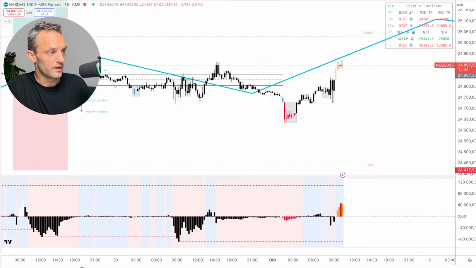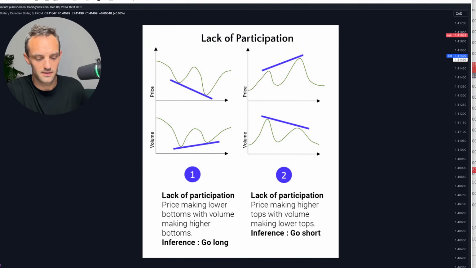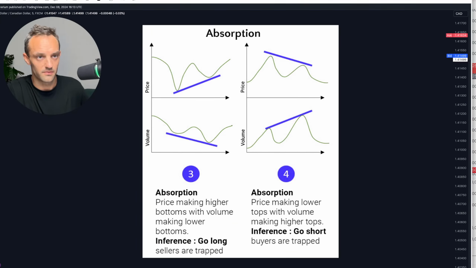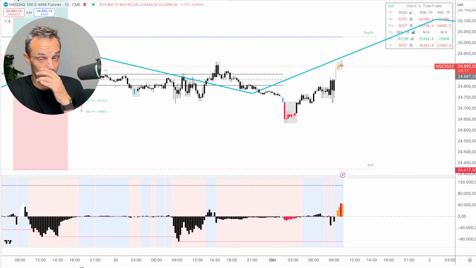Well, you know the documents about absorption and lack of participation. Of course, this is the most important thing, that you keep this in mind, print these pages and put them on your table, because this is how the market is moving: lack of participation and absorption, right? Of course, this is what we need to know. And we can ask ourselves the same question over and over again.